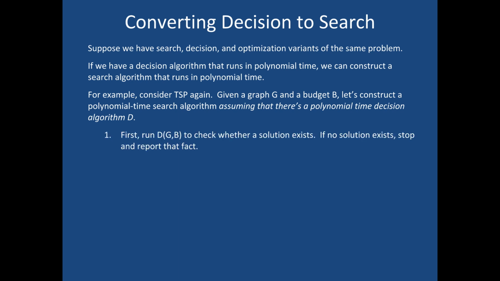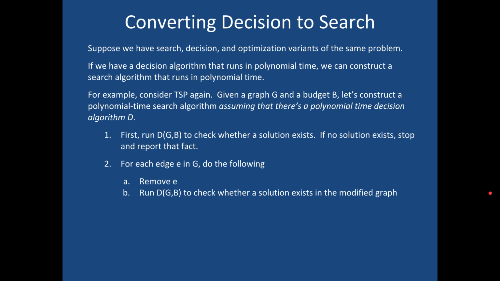Let me show you what he said. I will illustrate what he said here. First thing we're going to do is run the decision problem. So we ask the decision problem, is there a cycle in this graph of weight at most B? If the answer is no, then this implementation of the algorithm for the search problem will say no, there's no cycle. We already said that. Otherwise, for each edge, we're going to look at each edge in turn. We're going to remove the edge, and then run the decision problem and ask, is there a solution in the modified graph?